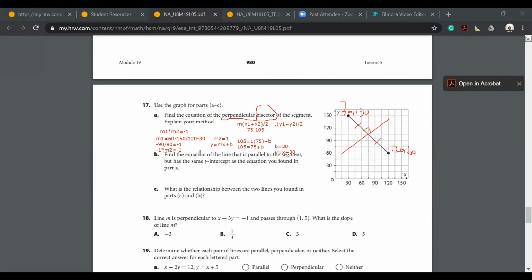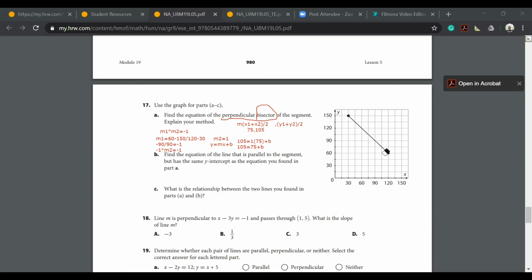Okay, find the equation of the line that is parallel to the segment but has the same y-intercept as the equation you found in part A. It has the same y-intercept as we found in part A. And what was the part A y-intercept? It was 30. So I just need to find the new slope. He is telling you that the new line is parallel to the segment. And we can remove all of these drawings in here.